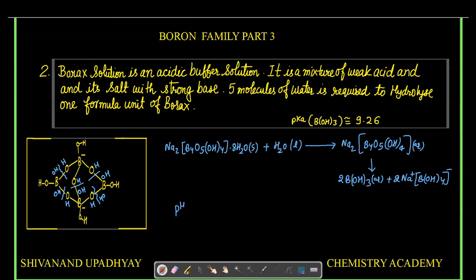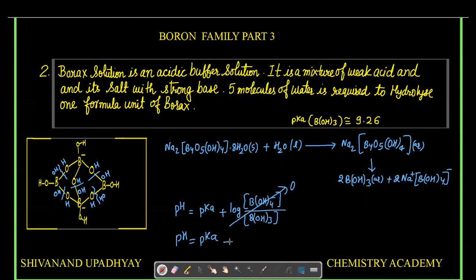So if I write what is the pH of this buffer solution, pH of buffer solution is pKa plus log concentration of acid in the denominator, that is B(OH)3, upon concentration of its conjugate base, that is [B(OH)4]⁻, and both are in equal amounts. So this is log 1. Log 1 will be 0. So we can say that pH is equal to pKa.